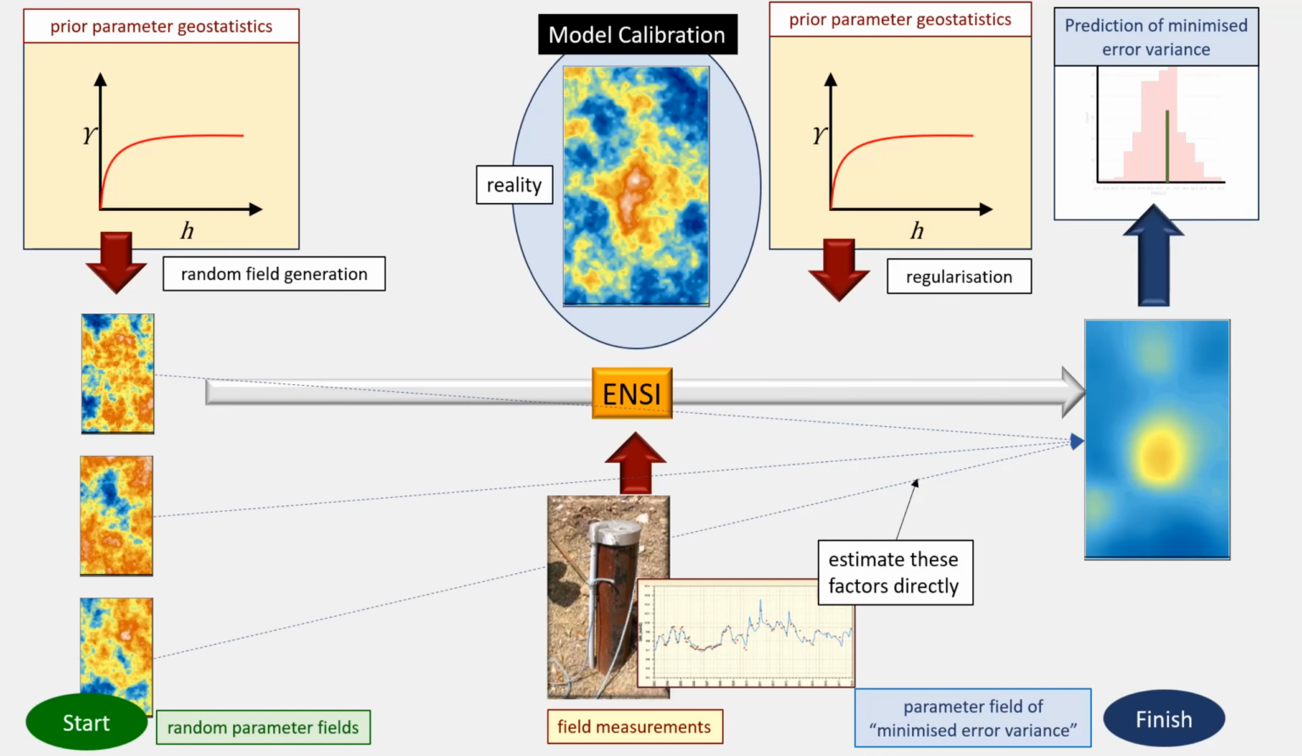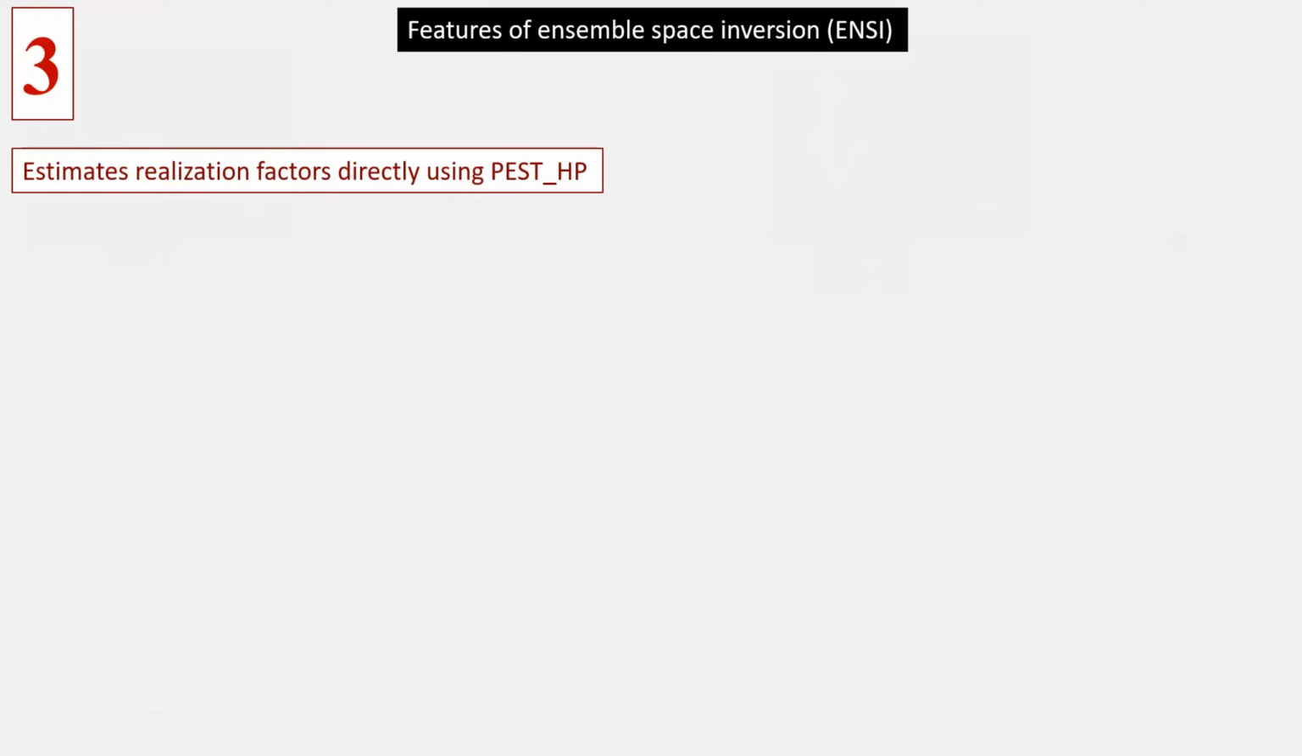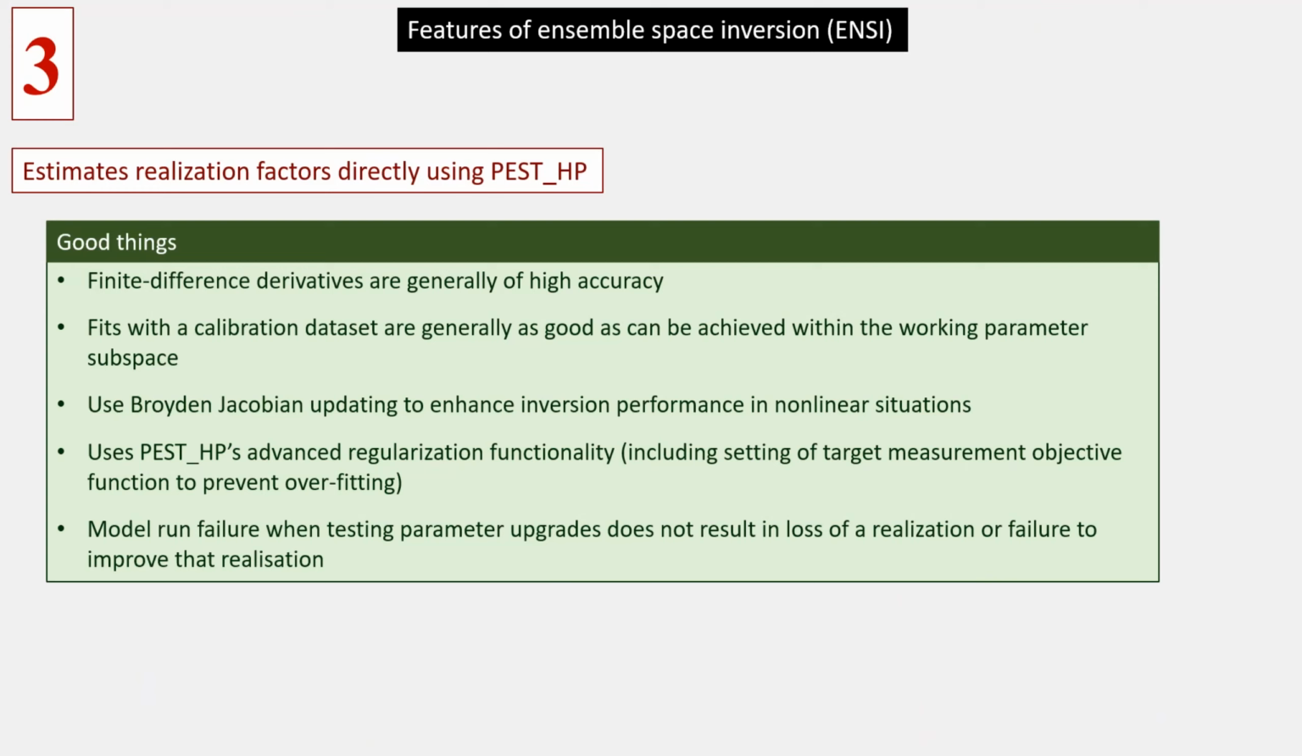ENSI actually calculates the factors through which these realisations are combined to derive this final minimum error variance parameter field. And calculating these factors directly has certain advantages. In fact, calculation of these factors directly is the third defining feature of ENSI. By calculating those factors directly, we use finite difference derivatives, and we can normally, unless the model behaves badly, obtain derivatives with fairly high integrity.